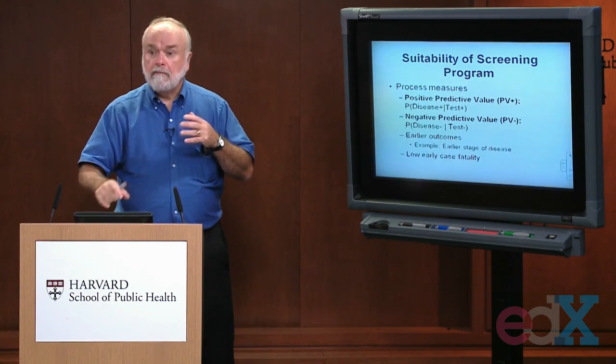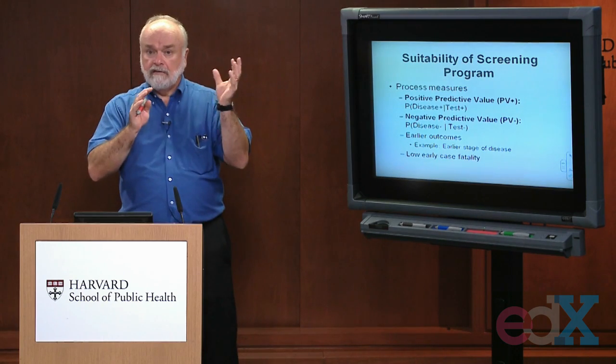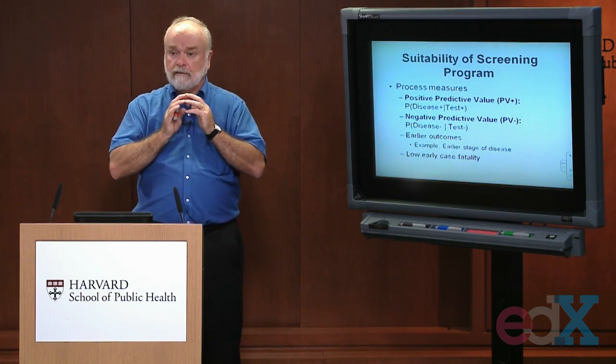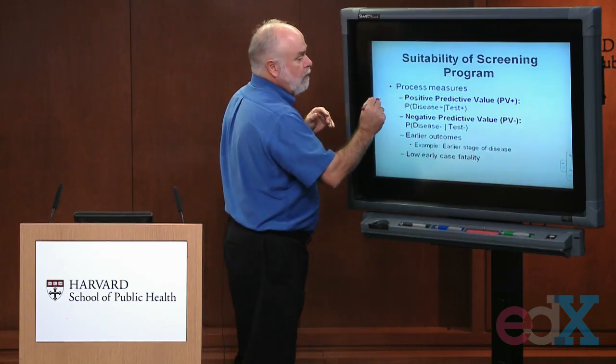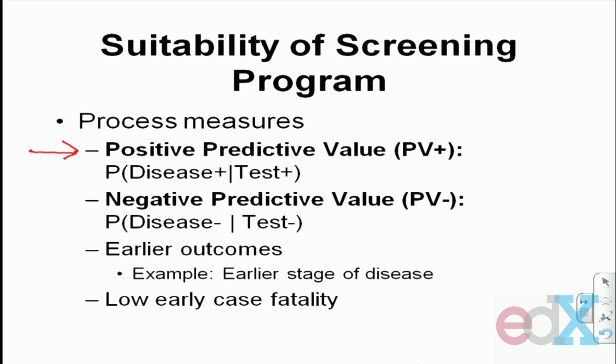What sort of measures can you use to quantify those outcomes that we just talked about? In terms of the accuracy of the screening test, we talked about its sensitivity and specificity. We can also talk about two other measures that describe the impact of giving this test to this specific population. We can talk about the positive predictive value, or the predictive value positive, or the negative predictive value, although some people refer to it as the predictive value negative.